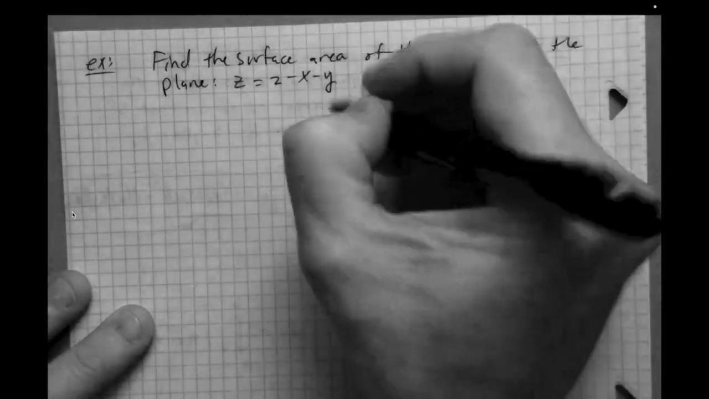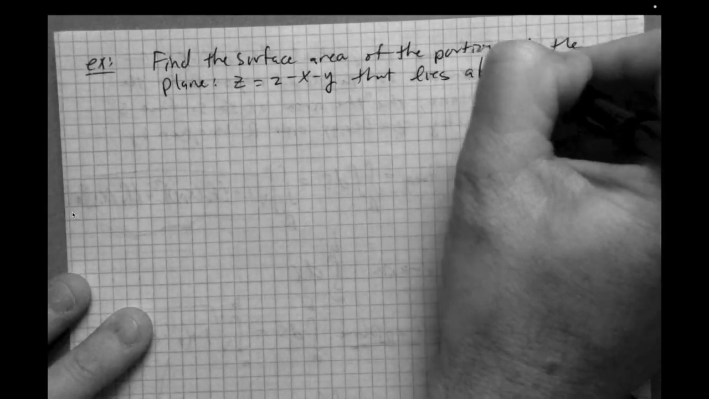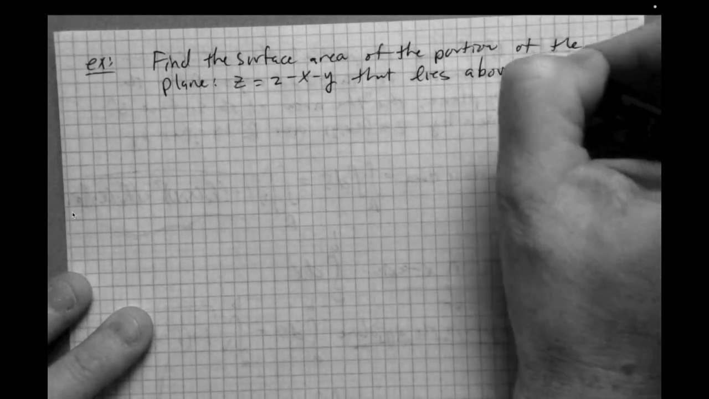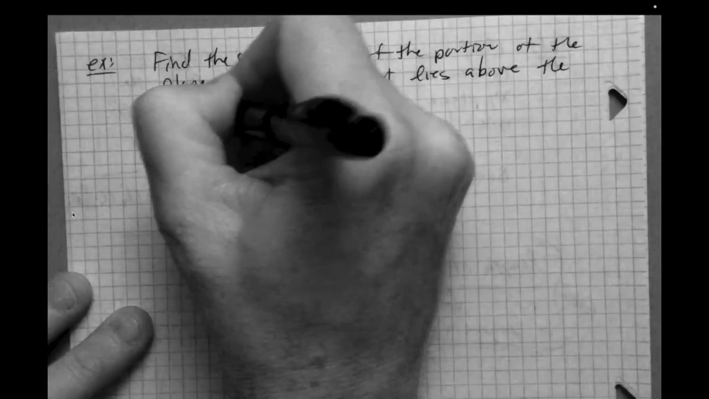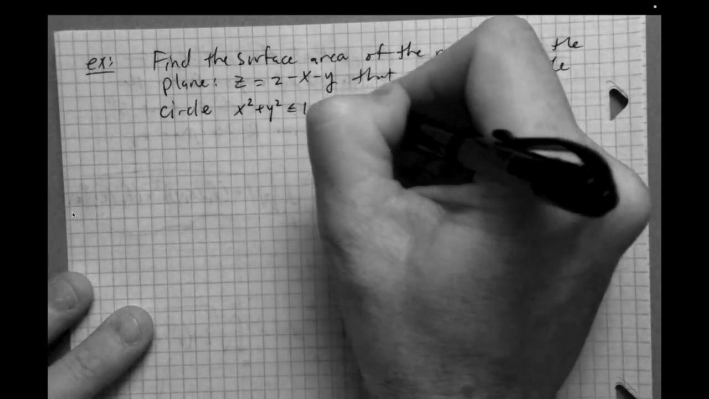that lies above the circle x squared plus y squared less than or equal to 1 in the first quadrant.